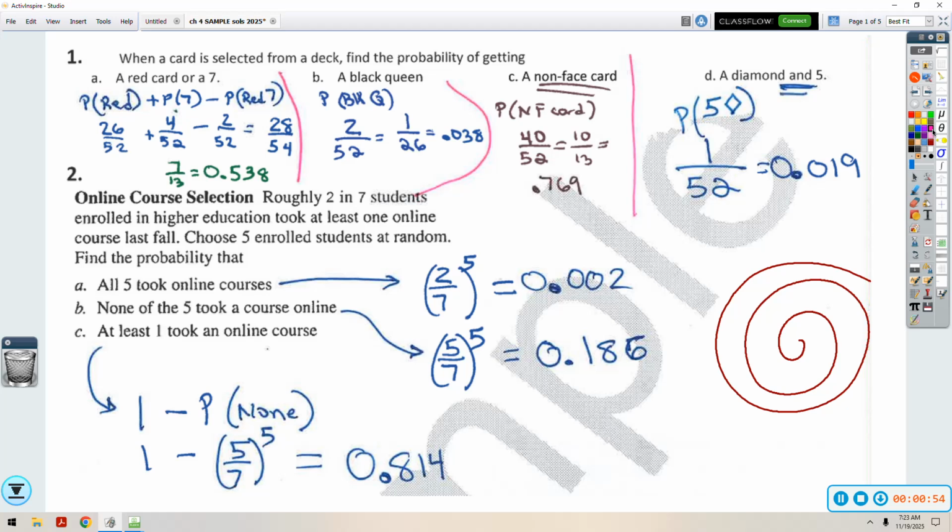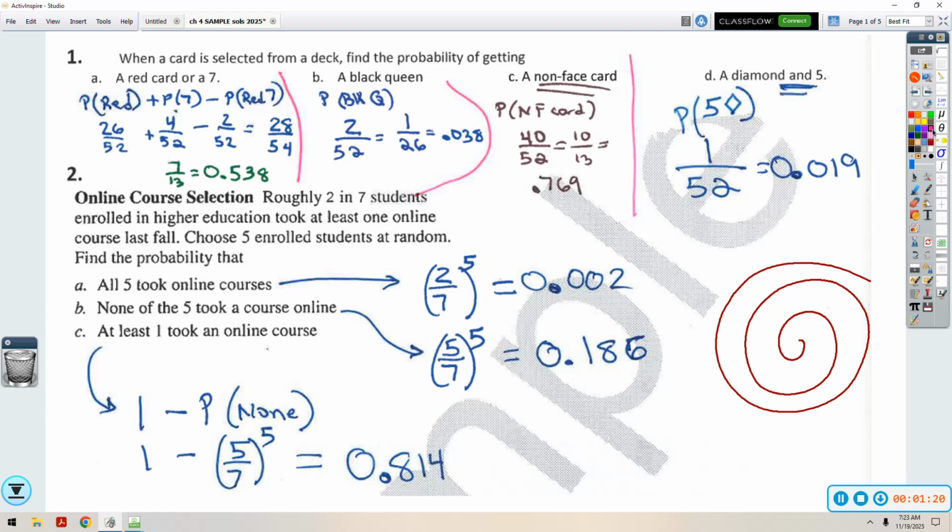A black queen is just that. Queen of spades, queen of clubs, there's only 2 in the deck, 2 out of 52, reduce the fraction. If there are 12 face cards, jack, queen, king, 1 of each suit, that's 12, then there must be 40 non-face cards, 40 out of 52, reduce the fraction or 3-digit decimal.